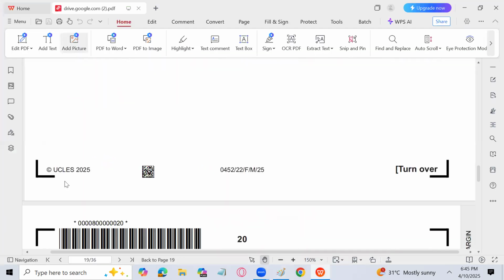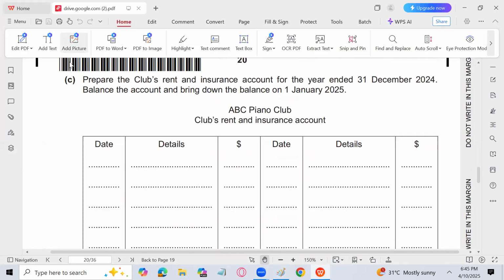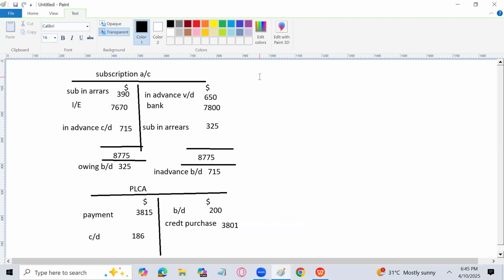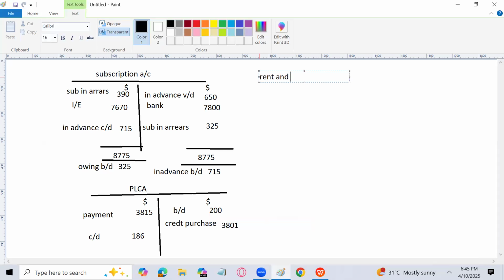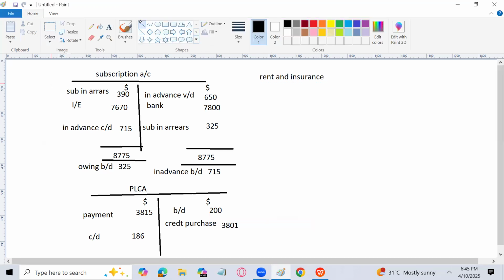Subscription account, we are done with that. He wants us to prepare the rent and insurance account. Rent and insurance account is an expense account. Okay. So expense account we will prepare, so I will use the expense format. Expense account format. Yesterday, some of you asked me, please prepare the expense or income accounts. Inshallah, tomorrow we will be able to do that.